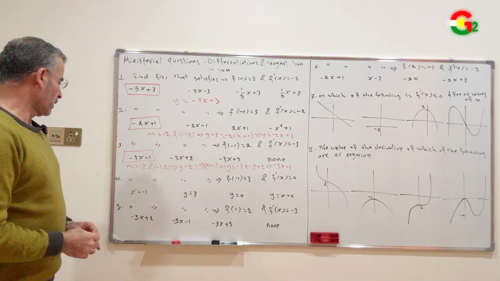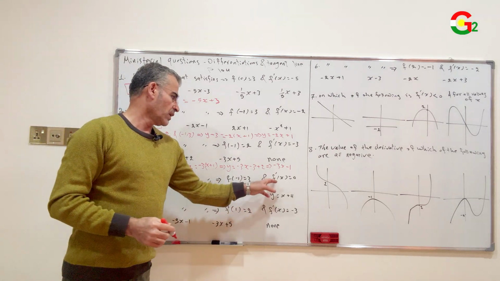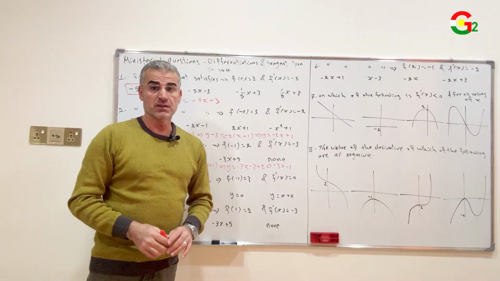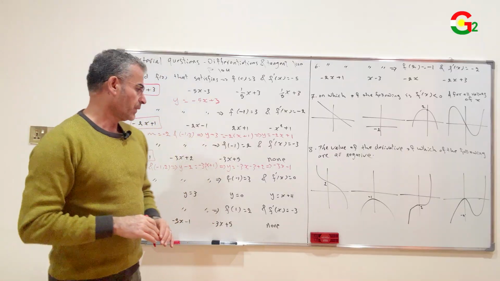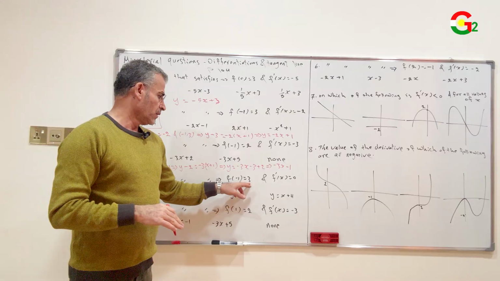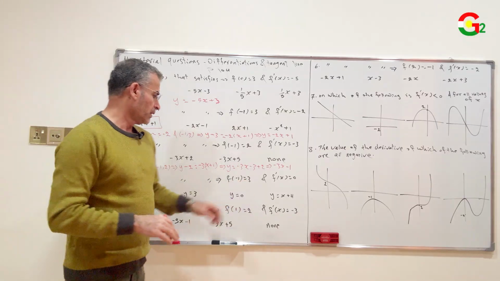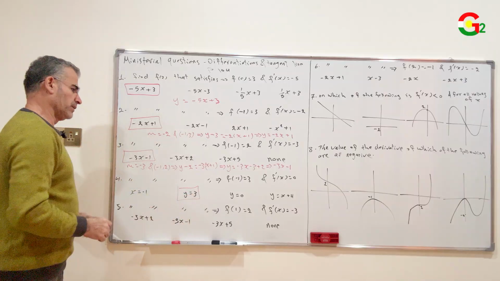Question number 4. Find f of x that satisfies f of negative 1 equal 3 and f prime of x is 0. Since f prime of x is 0, then the line is a horizontal line. (Negative 1, 3) is on the line, then the line is y equal 3.